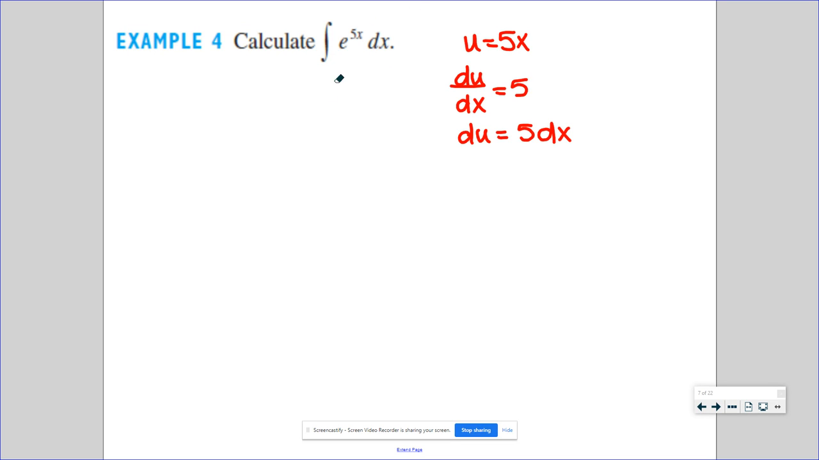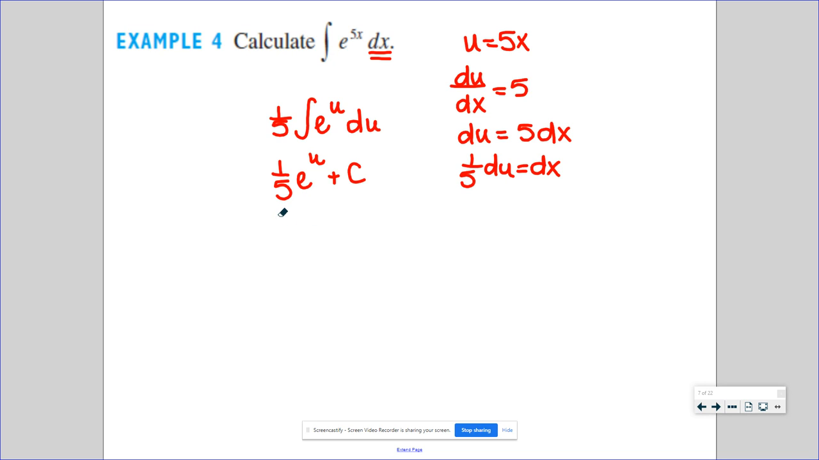Okay, reevaluate. Right now I've got e to the u, but I have nothing in place of dx. So we're going to solve this equation for dx by dividing by 5. And so dx is going to be replaced with 1/5 du. I'm going to choose to put the 1/5 in the front and du at the end. Now we can antiderive. So the antiderivative of e to the u would be e to the u. And then change the u back to x variables, where u was equal to 5x. So that is it.